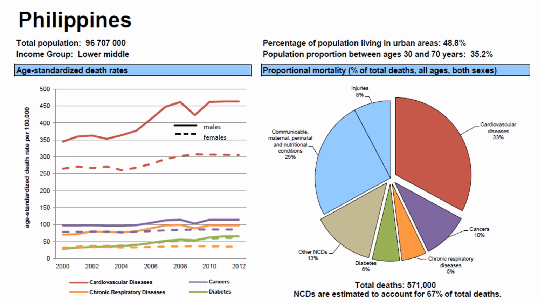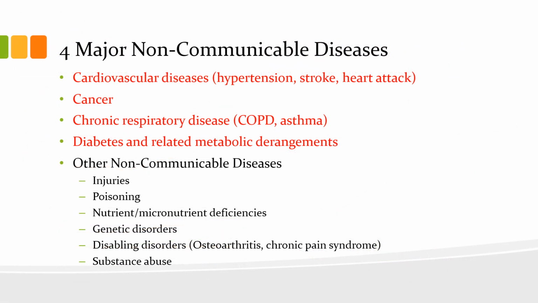In the Philippines, this is the percentage of population living in the urban areas afflicted with non-communicable disease. The estimate would be a total of 67% of total deaths, the leading of which would be cardiovascular disease. So these are the four major non-communicable diseases: the first would be cardiovascular disease, cancer, chronic respiratory diseases, and diabetes. Other examples of non-communicable diseases would be injuries, poisoning, nutrition deficiencies, genetic disorders, disabling disorders, and substance abuse.